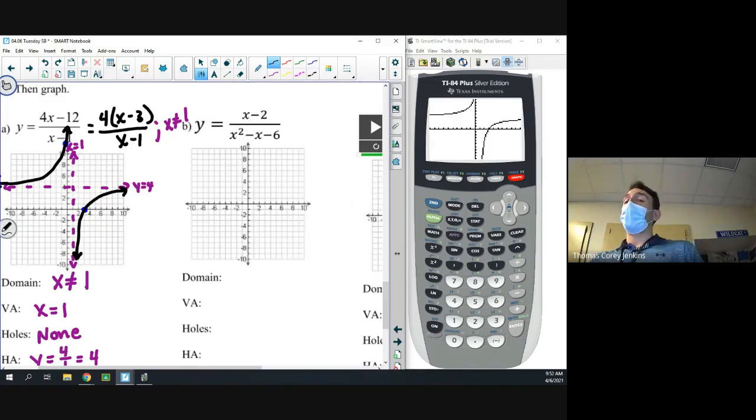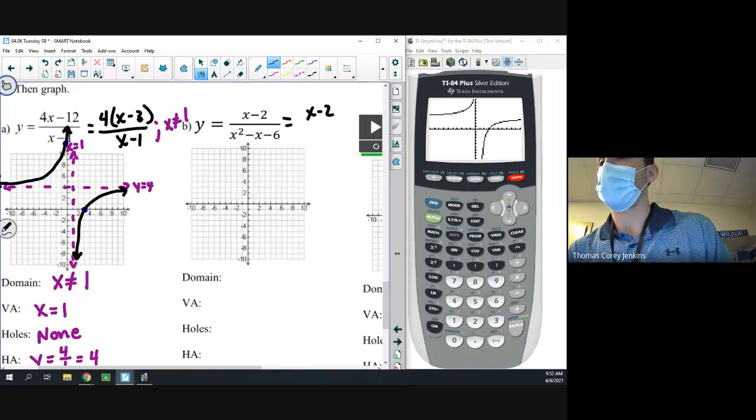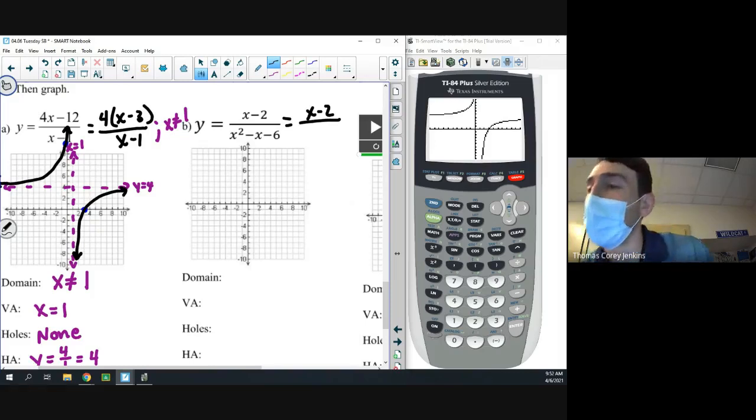So we want to go ahead and factor. Definitely, if you see a quadratic. So we want to rewrite this as x minus 2 over, does anybody know what that bottom expression factors out to? (x minus 3)(x plus 2), very good.